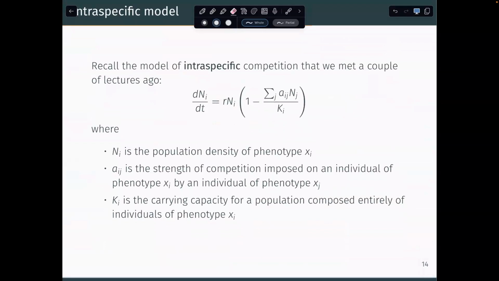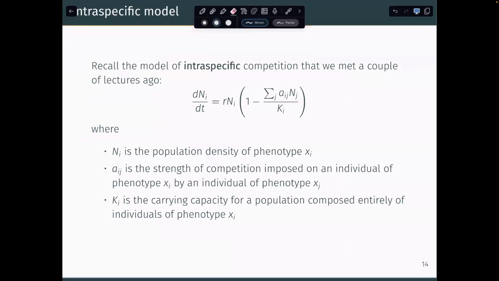So we've done this in a very general sense so far today. I wanted to finish by returning to our intraspecific competition model that we met a few lectures ago. We looked at conditions for evolutionary stability, and we worked out our singular strategies and all that. What I want to do now is ask: what can we learn about convergent stability in this model?